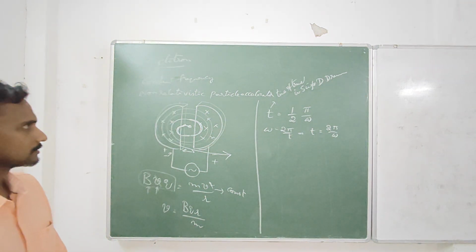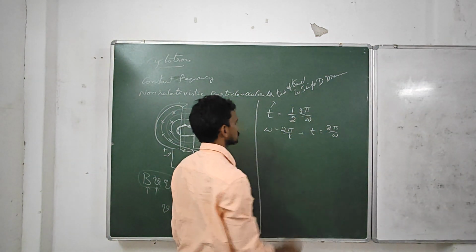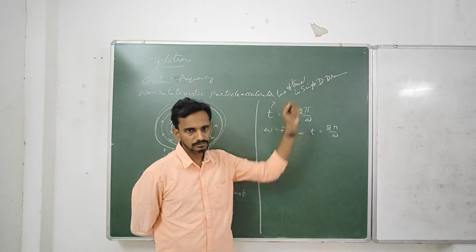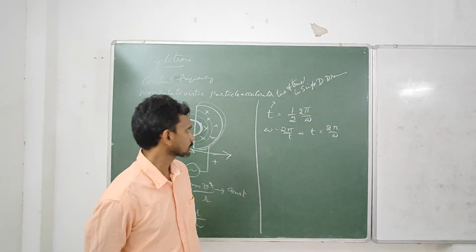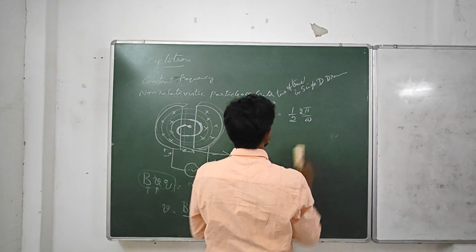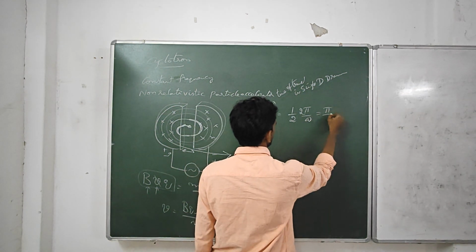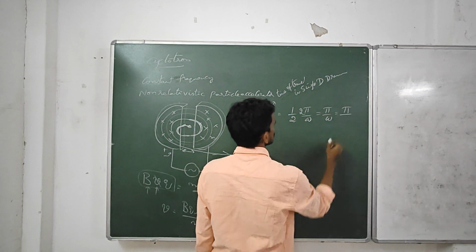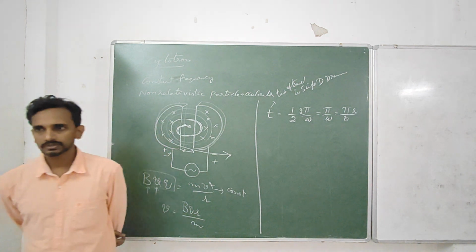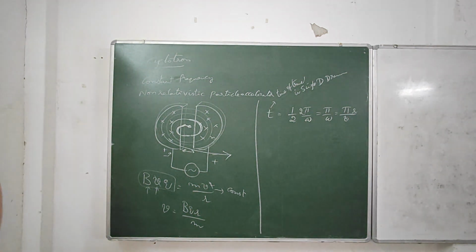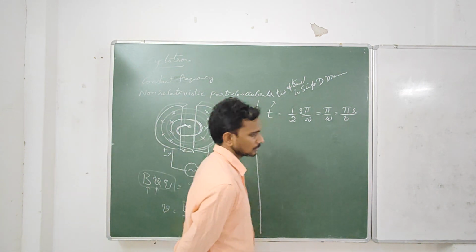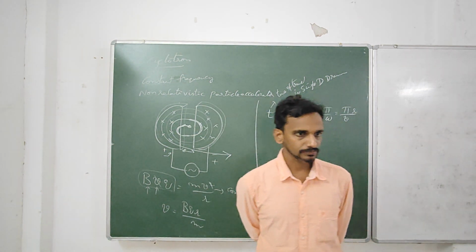I am considering half of it. For a single drum, I am considering half of it. So half of 2 pi by omega is pi by omega. Omega is v by r, so it is pi r by v. So that is the time period of the particle for that particular velocity.